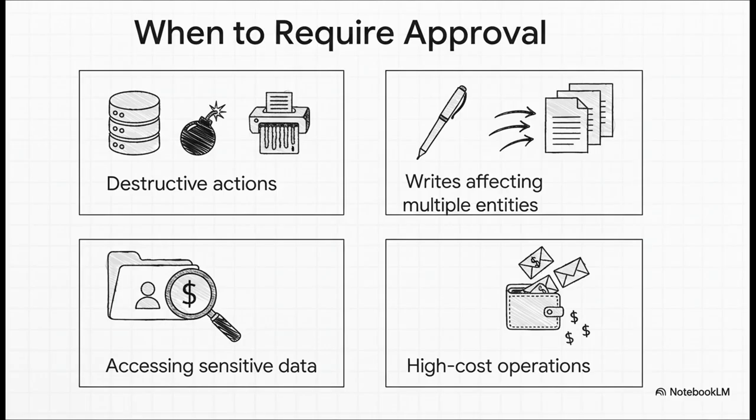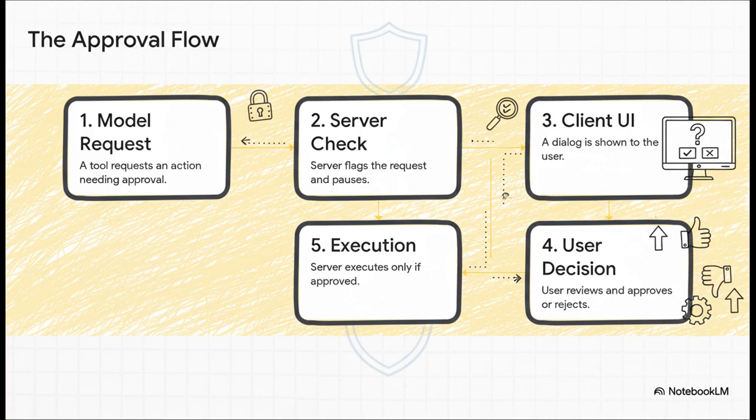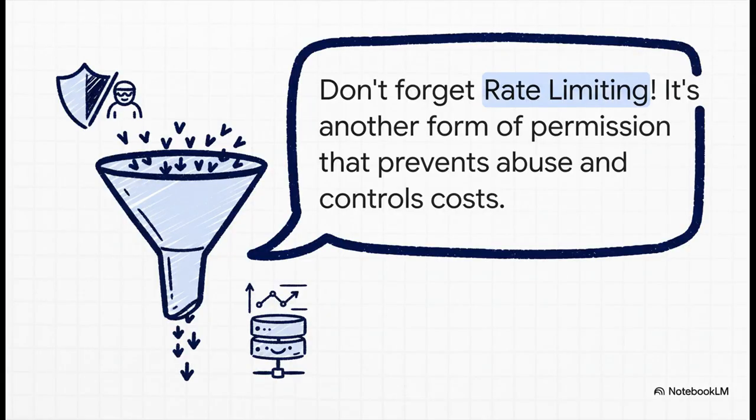And this is what that whole approval dance looks like in practice. The tool tries to do something sensitive. The server catches it and says, "Whoa, hold on, this needs approval." It then pings the user's screen with a pop-up dialog. The user gets to look at exactly what's about to happen and make the final call, approve or reject. Only if they click approve does the server go ahead and do the thing, making sure to log that decision, of course.